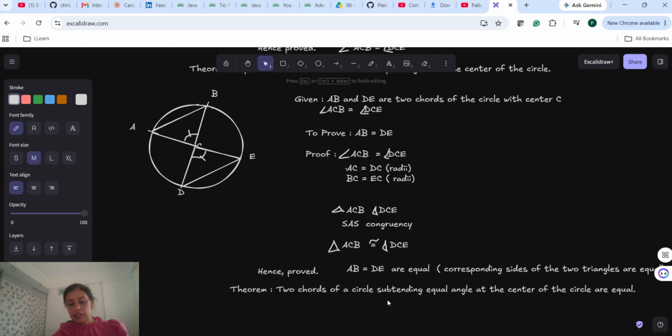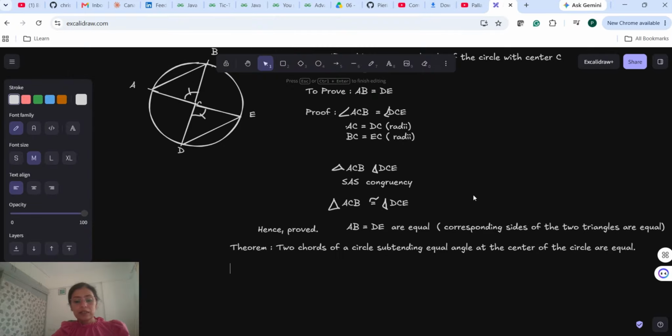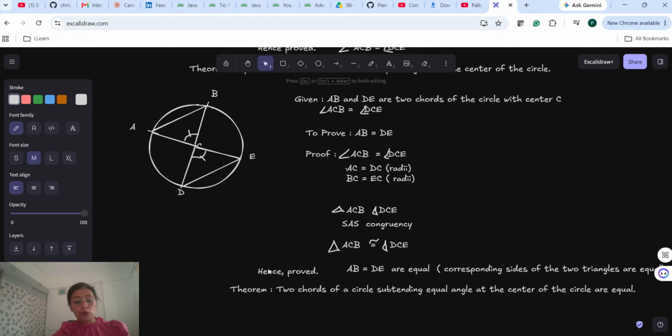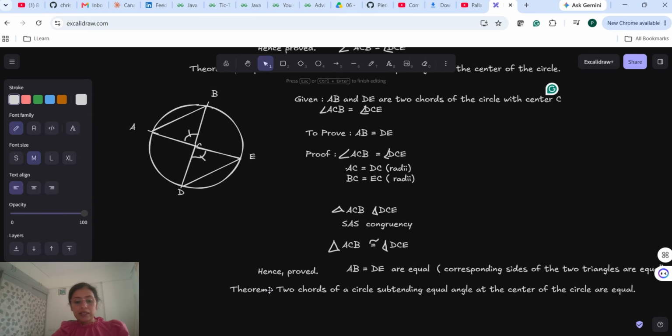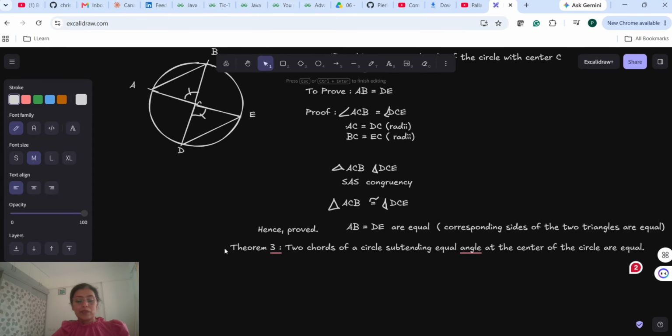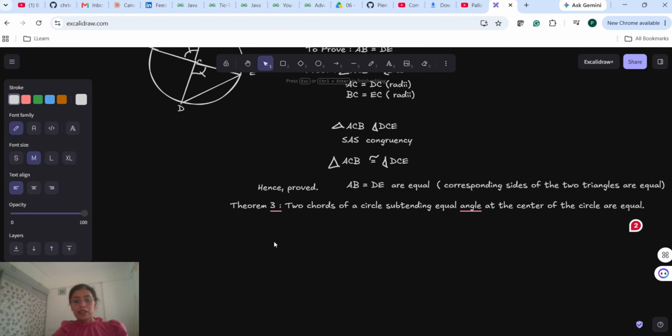Two chords of a circle subtending equal angle at the center of the circle are equal. This proves the converse of the theorem which we have seen here. As per your NCERT book, this is theorem 2. This is theorem 3. All good so far? So now let us move to the next theorem.